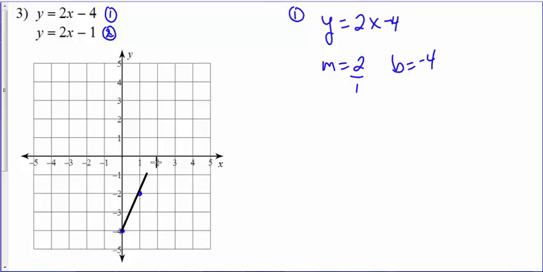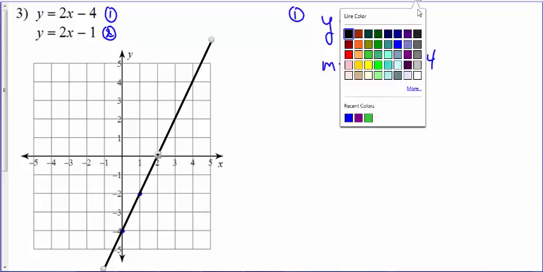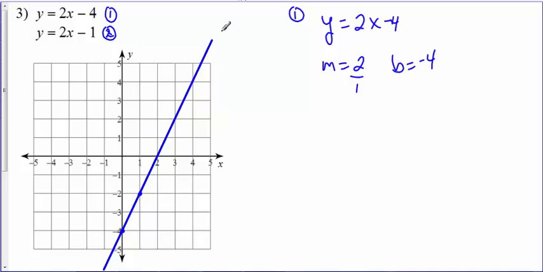In drawing the line, make sure it goes off the edge of the page. Now, let me extend this. There. I'll go ahead and change the color to blue. There. Put your arrows to indicate that it goes on forever.